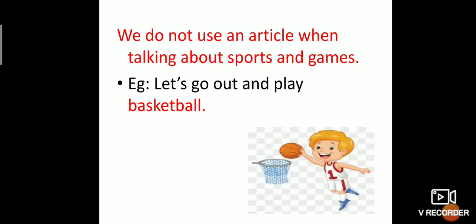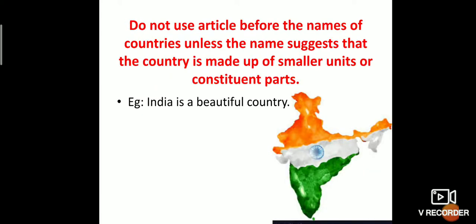Let's go out and play basketball. Let's go out and play cricket. So we'll not use any article with the names of games. Do not use an article before the names of countries, unless the name suggests that the country is made of smaller units or constituent parts, like the United States of America. It's a collection of various countries, so there we'll use the article, but with India we will not. India is a beautiful country. We'll say only India. Clear?